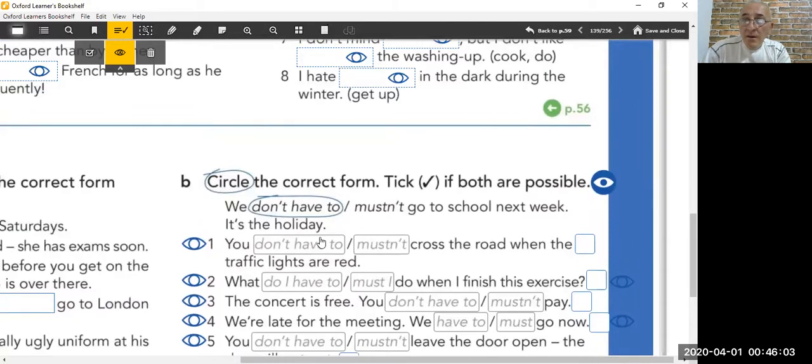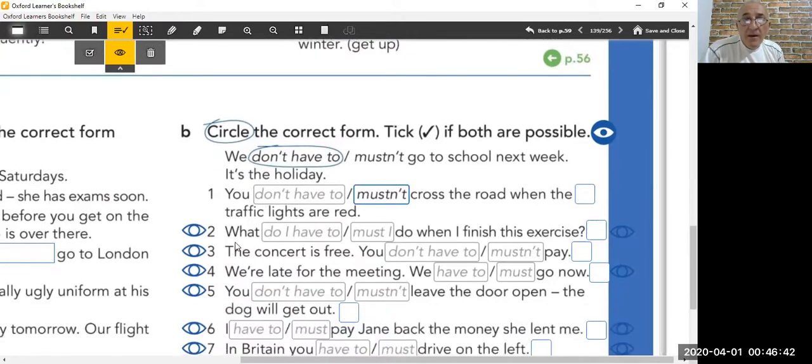So here you're going to circle the right option. Sometimes both are possible. Be careful. Here you have to, mustn't cross the road when the traffic lights are red. Okay. So what's your guess? Both are okay or just one? Think about it. Mustn't, of course, because it's a traffic rule. What do I have to? What must I do when I finish exercise? All right.